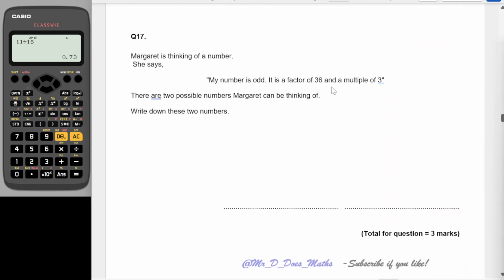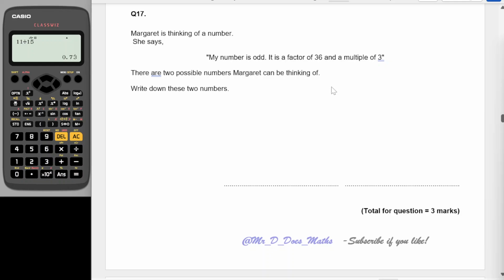Question 17, Margaret is thinking of a number. She says, my number is odd, it is a factor of 36 and a multiple of 3. There are 2 possible numbers that Margaret is thinking of. Write down the 2 numbers.